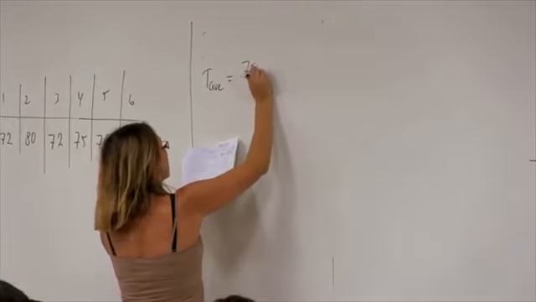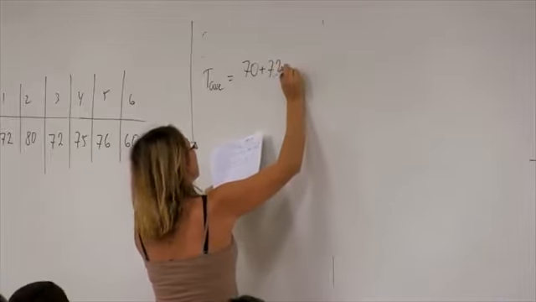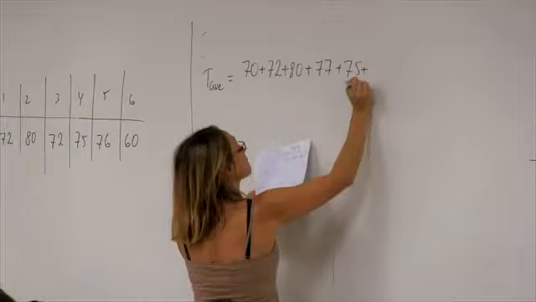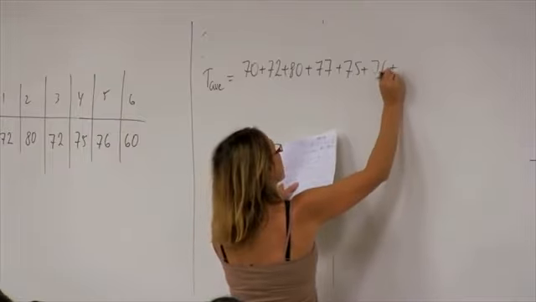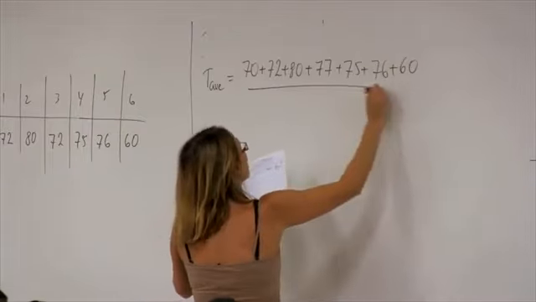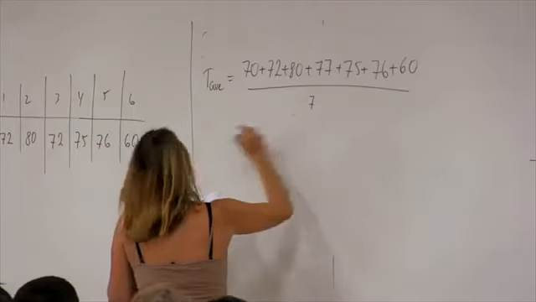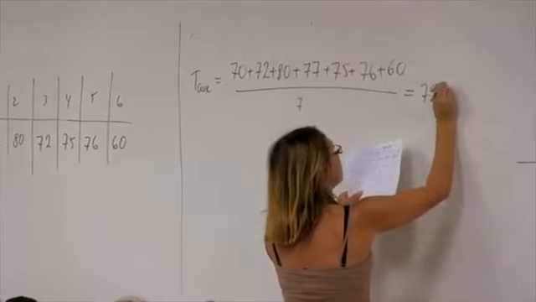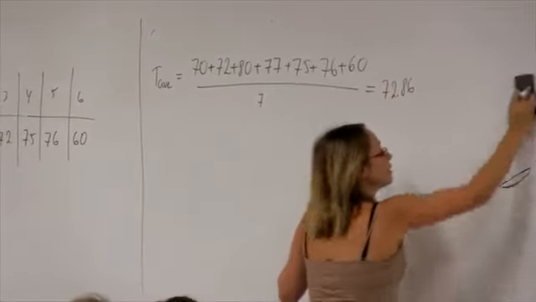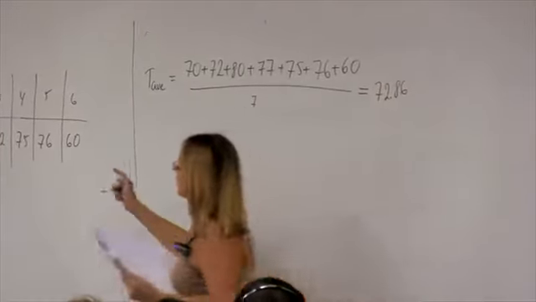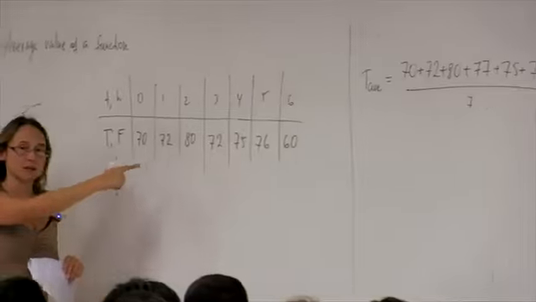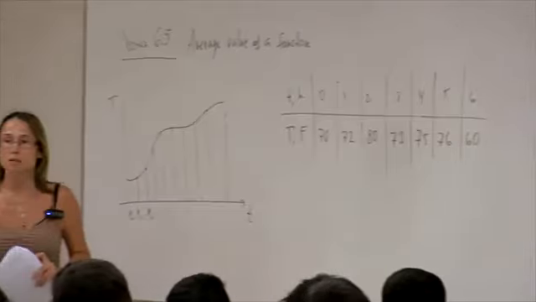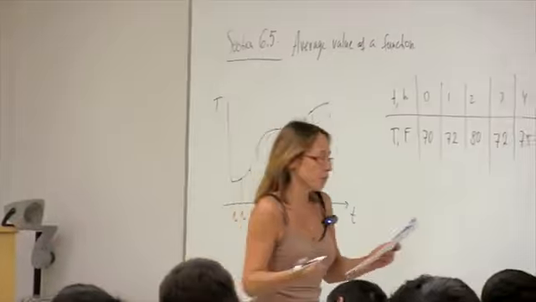Obviously, it's given by the sum of all the measurements divided by, actually I have 7 because I also counted 0. So it's 72.86. Now, of course, I could have measured the temperature every second, and that would make this calculation of average more precise. And in fact, I can take the limit.